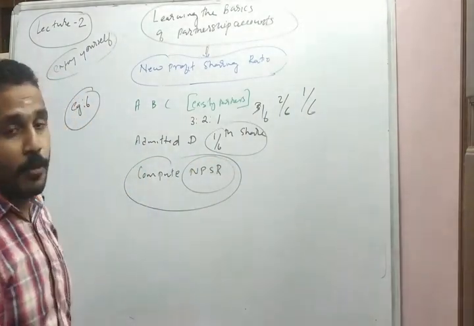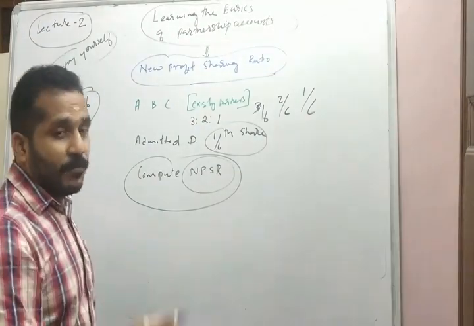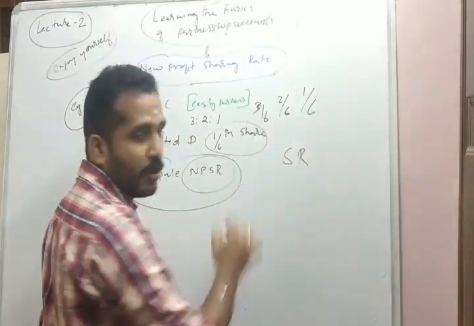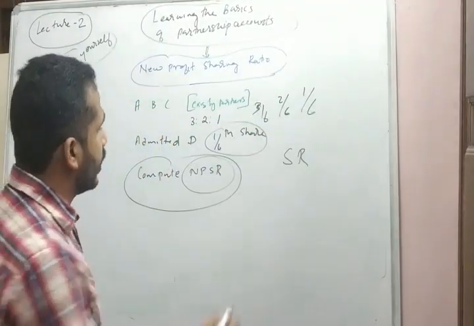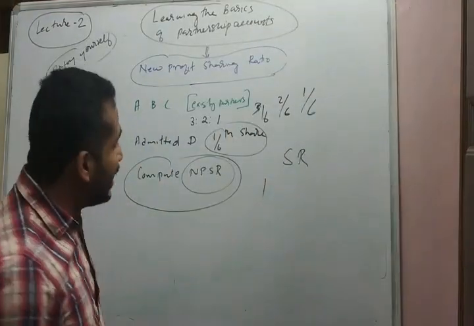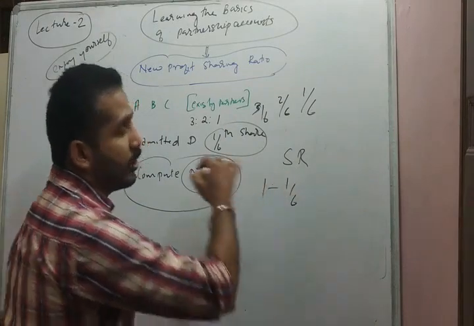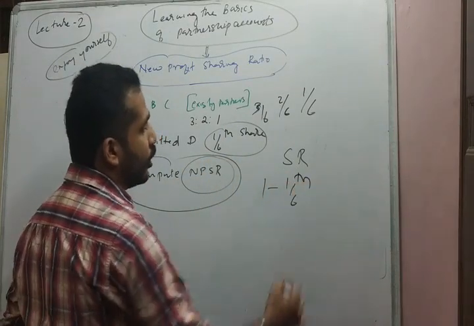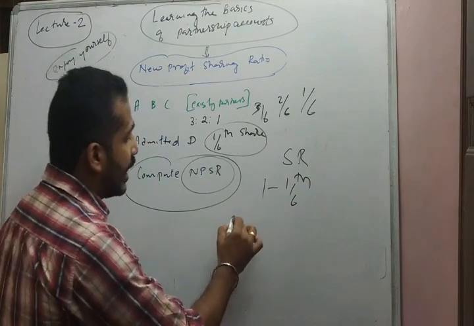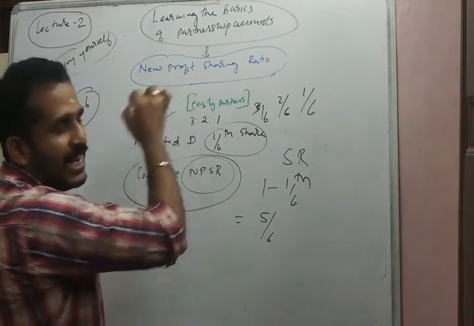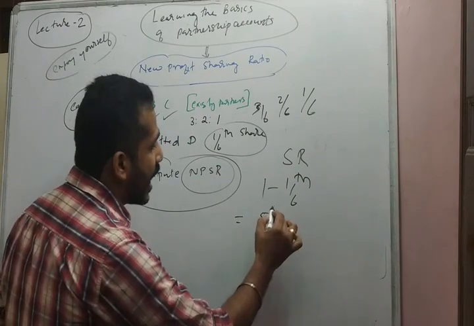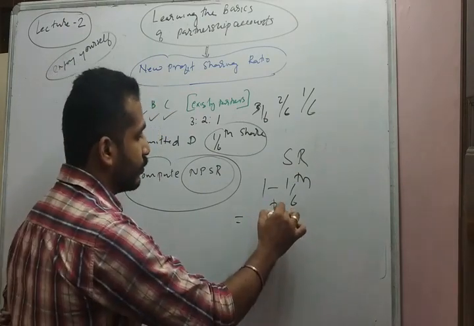So like the previous problem, what should we analyze? We should analyze the sacrificing ratio. We should assume the total share of all partners after admission as 1. Deduct the 1/6 share of the new partner from the total share. Then we will arrive at the combined share of A, B, C after admission of D as 5/6.